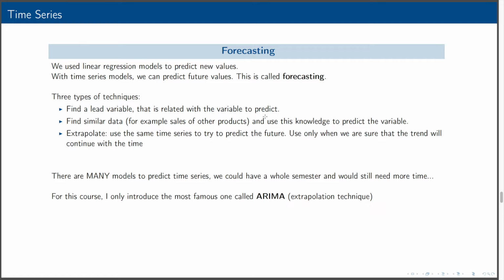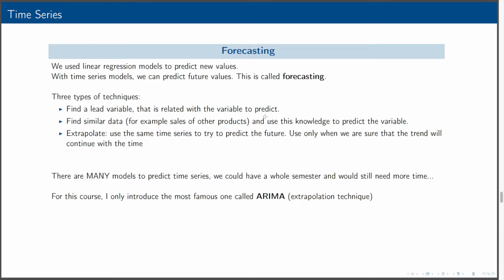Forecasting is what happens in the weather when they want to predict what the weather is going to be tomorrow or in 1 hour. That's called forecasting. And weather is exactly a time series. Until now, we have used linear regression to predict new values. But with time series models, we need to predict not values like in linear regression, but future values, because we are in time. And this is called forecasting.